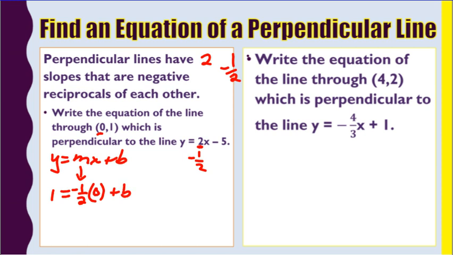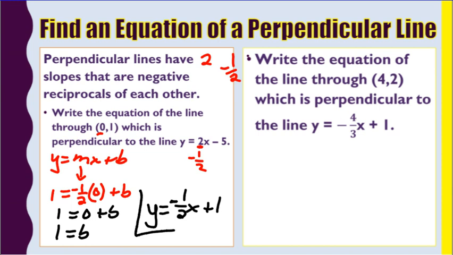So negative half of 0 is 0 plus b equals 1. So 1 equals our b. So my equation would be y equals my slope, negative half, x plus 1. And that line would be perpendicular to y equals 2x minus 5.